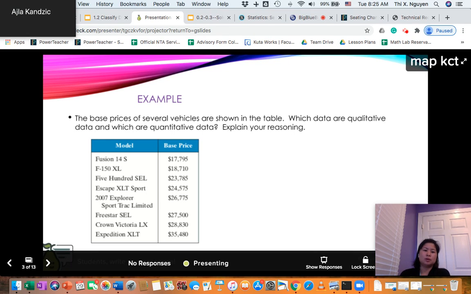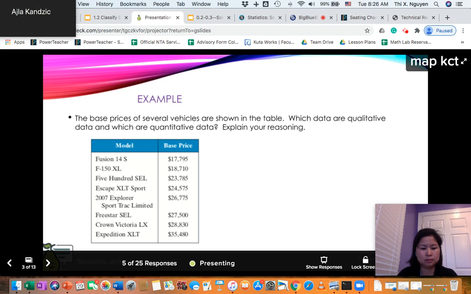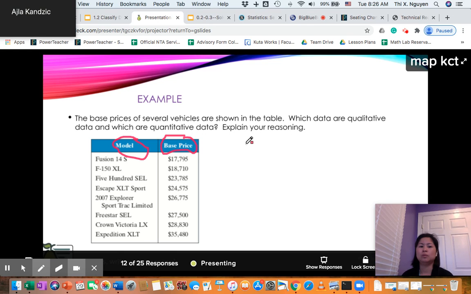Let's look at this example. Another one where we talk about qualitative and quantitative. Over here, I have two columns. The first one is a model. The second one is a base price. Which one do you think represents the quantitative data? Which one represents the qualitative data? I have two items, model and the base price. If you can take a minute and tell me why.